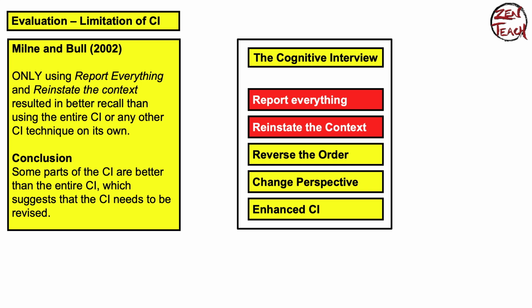This one's a kind of funny one. So Milne and Bull, they decided to compare two groups to each other. The cognitive interview versus a group that only did the first 2 steps, report everything and reinstate the context. And they found actually that the recall was better when just taking the first 2 steps versus the entirety of the cognitive interview. So it suggests that there is still definitely room for improvement, and we should be looking at whether we could modify the cognitive interview, because apparently just the first 2 steps alone is better than all steps together.